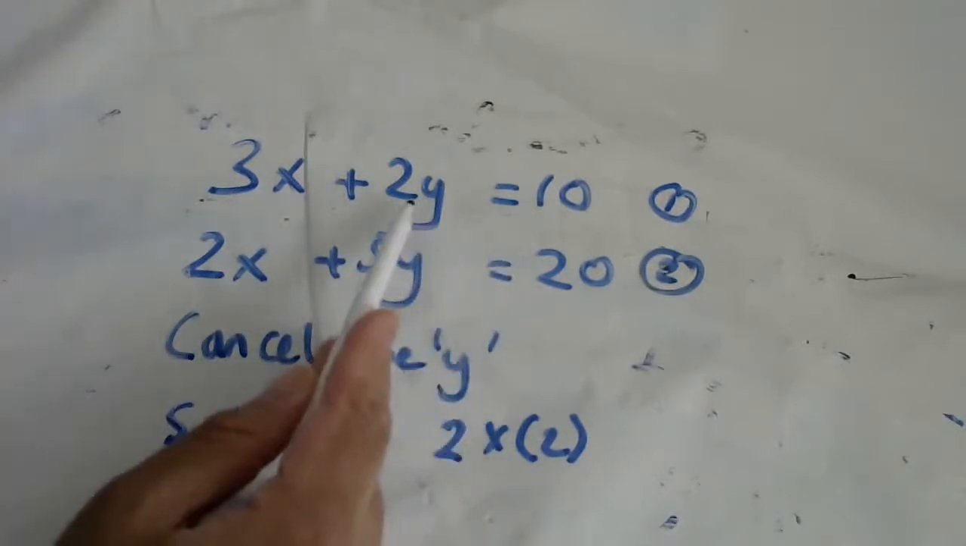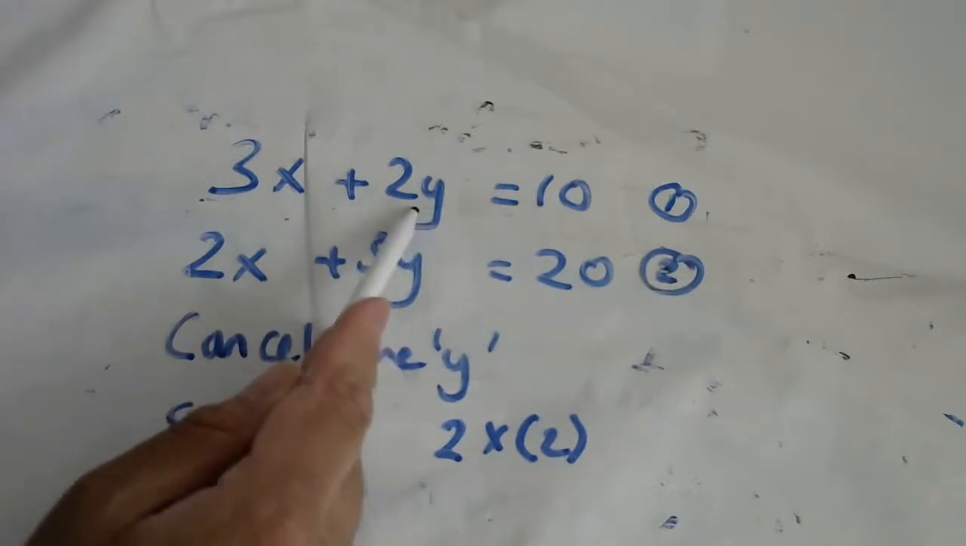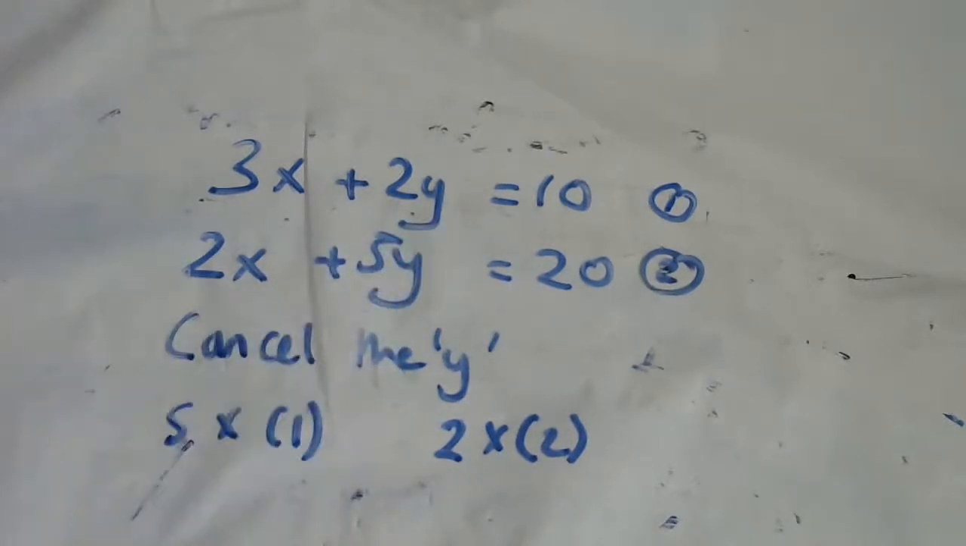The coefficient of the y in equation 1 is 2, so I'm going to times by 2. Basically, you're timesing by the opposite number, the other equation's y number, all right? Are you happy with that so far?